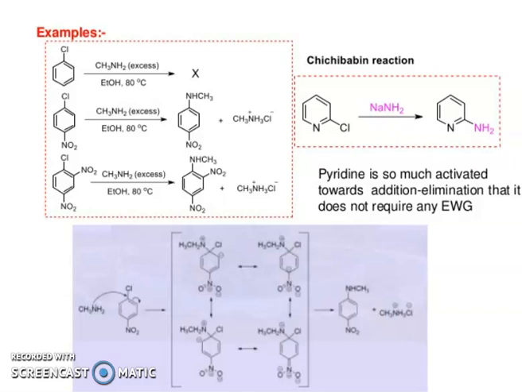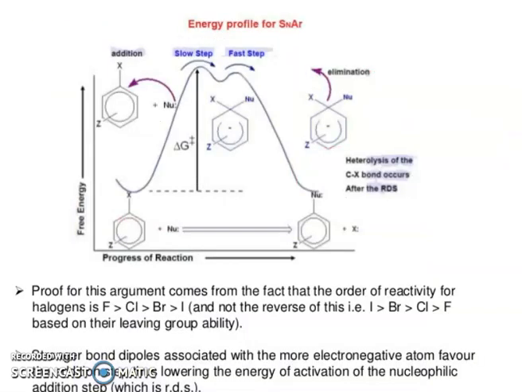You can see the Chichibabin reaction. Pyridine is so much activated towards the addition elimination that it does not require any electron withdrawing groups. But this is the beauty of the Chichibabin reaction. Now you see the reactions. This reaction is resonance stabilized, with formation of products.